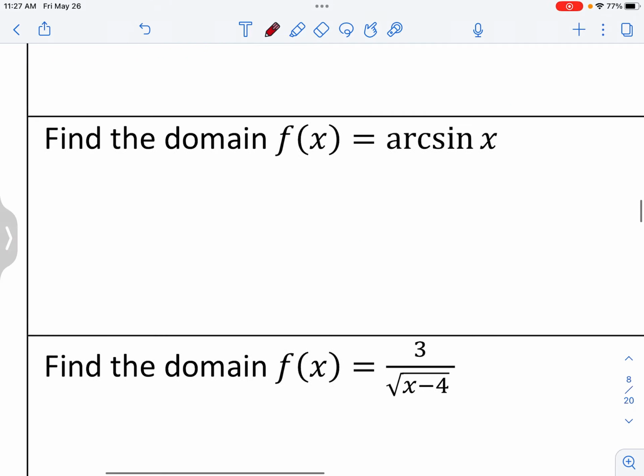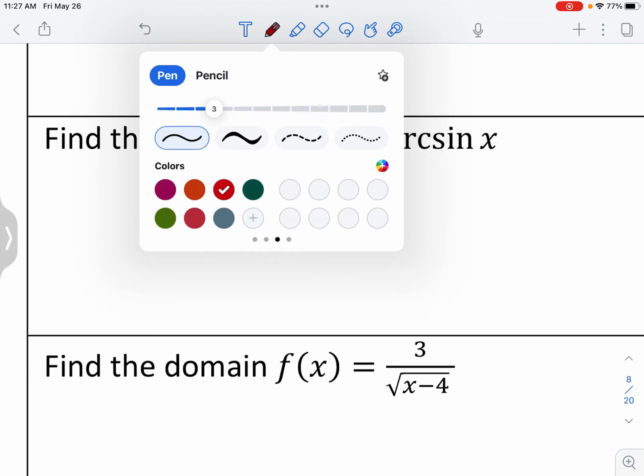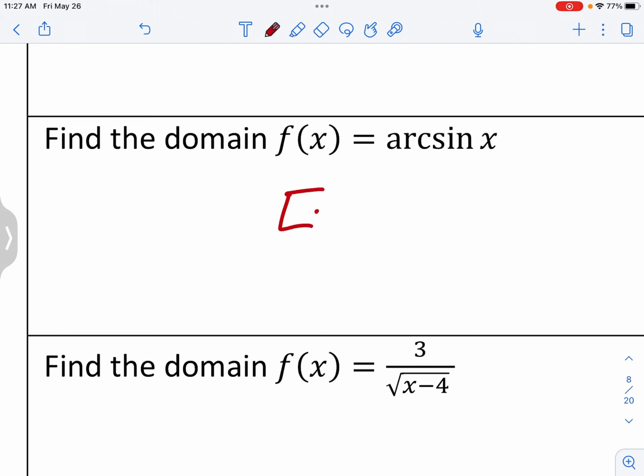All right, the domain of arc sine of x. Now, we're not asking for the domain of sine. The domain of sine would be all real numbers because we can go left and right to infinity. Arc sine, or inverse sine, has as its domain basically the outputs of sine. And so we know that a sine graph goes from negative 1 to 1. And that would be the domain of the inverse.